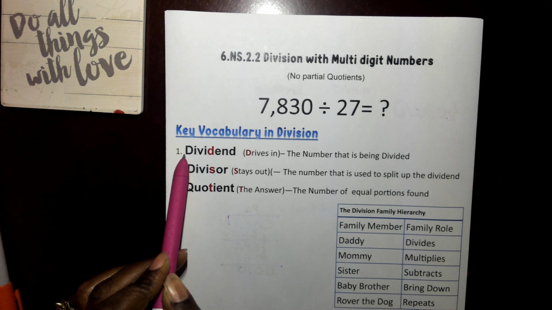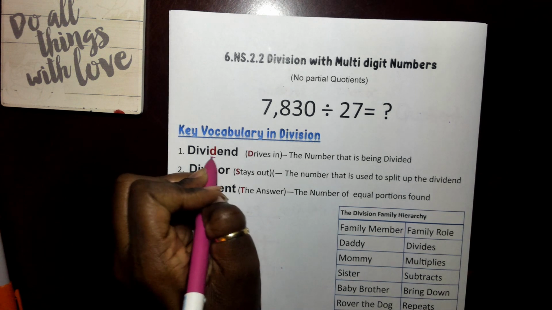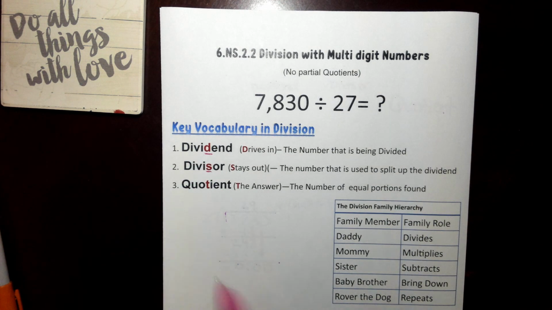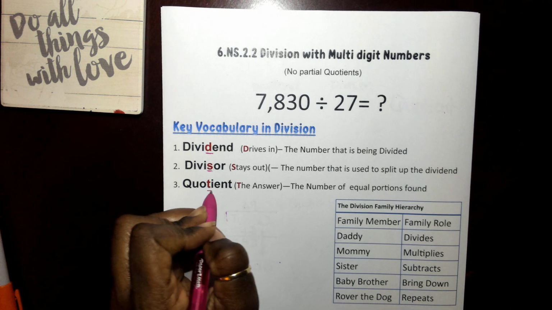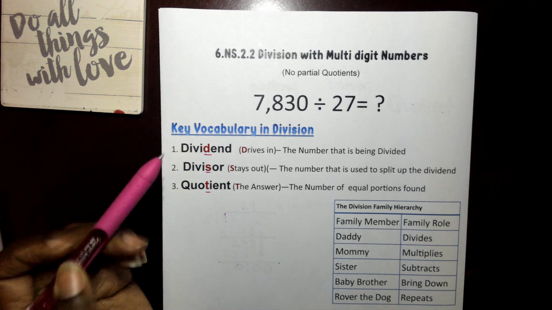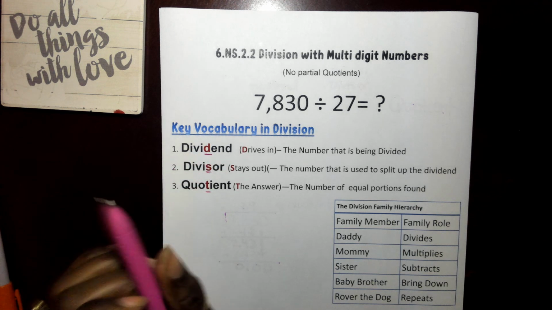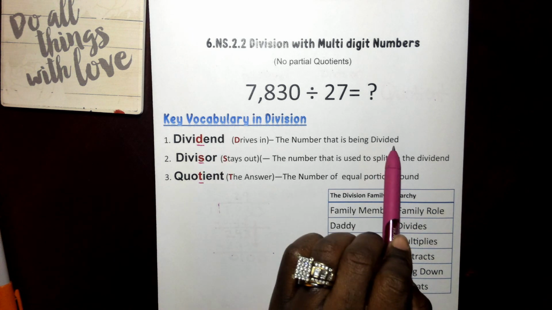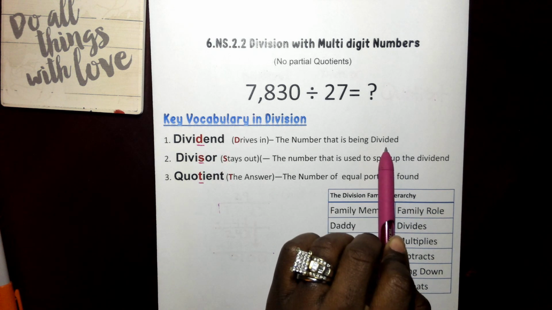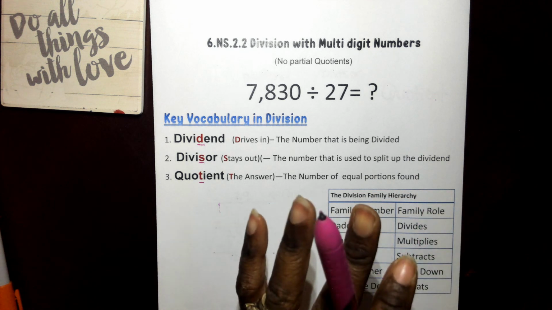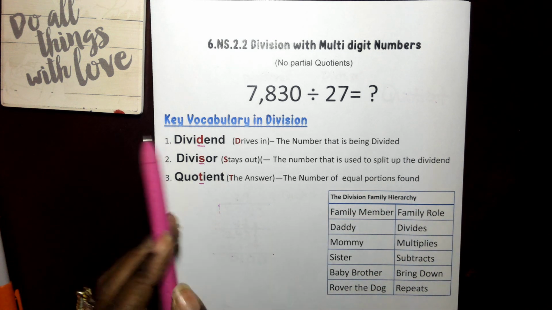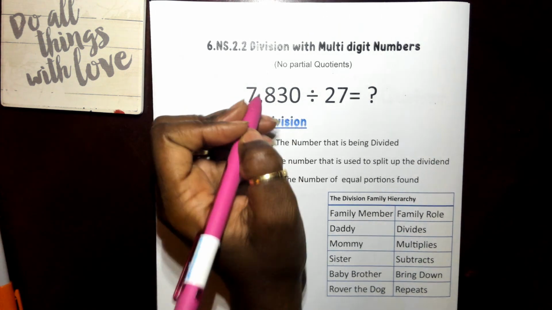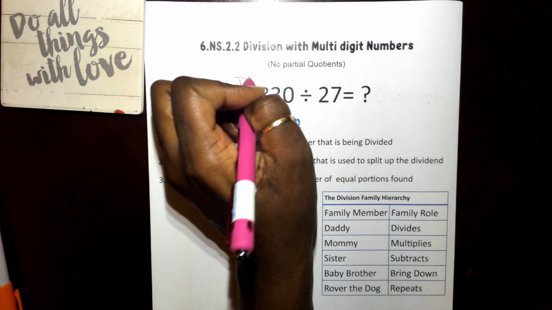The first one that we have is called our dividend, and then we have our divisor, and then we have our quotient. Each of those gives me a clue as to where they're going to be when we set up our long division. So the dividend is the number that is being divided. That's what we have to share. That is the amount that we have in all. We notice that we have the D here, which means that it drives in. So it's going to be inside of the division house. So this is our dividend.